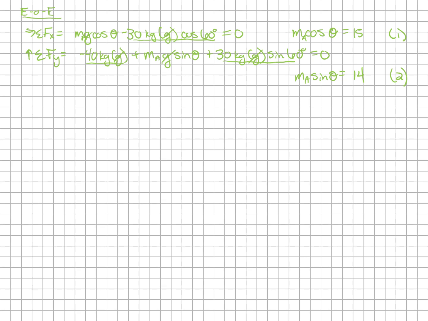All right, now I'm just going to use algebra, and I'm going to solve for this. So if I divide equation 2 by equation 1, I have m sine theta over m cosine theta, which I can recognize as tangent right there, is equal to 14 over 15. So I end up with tangent of theta is equal to 0.933, and theta then is equal to 43.0 degrees.